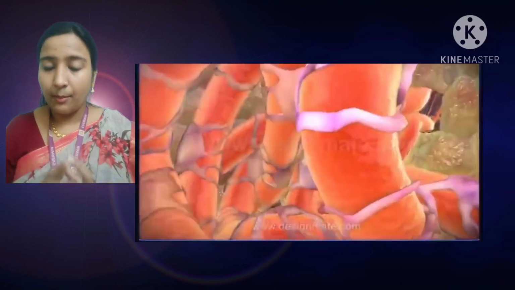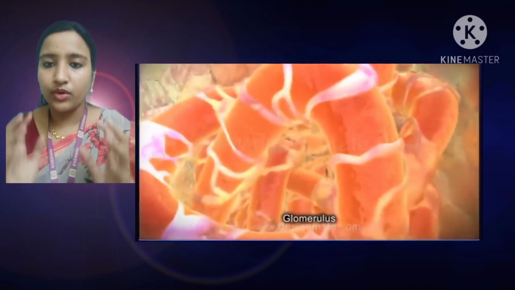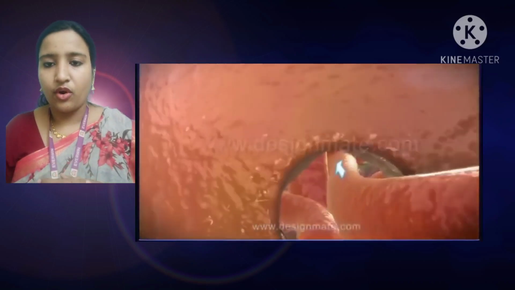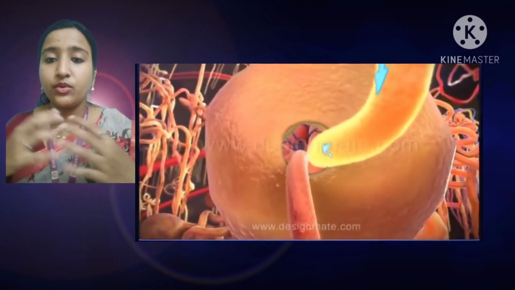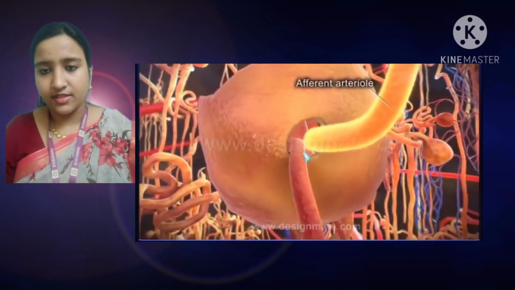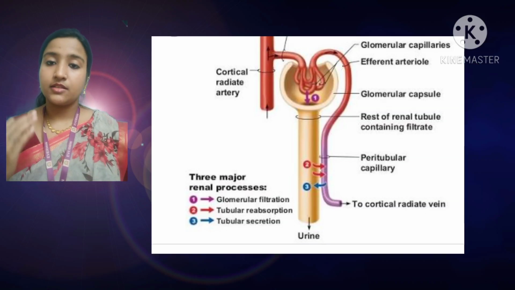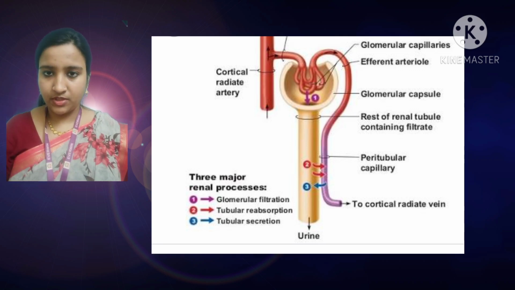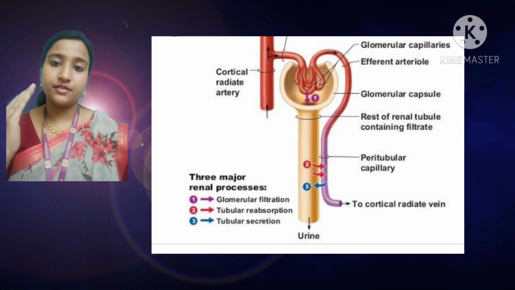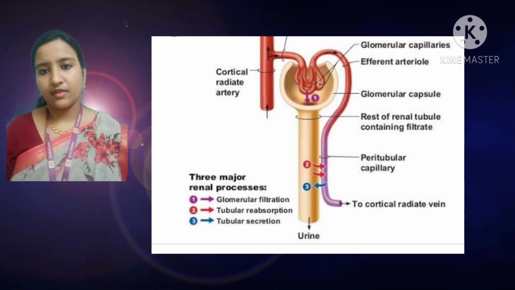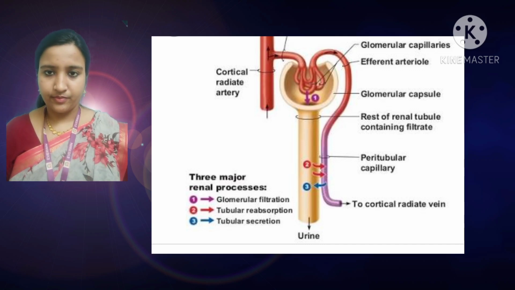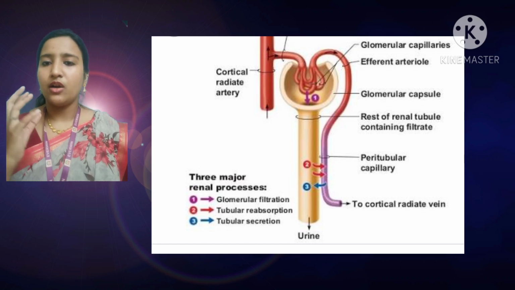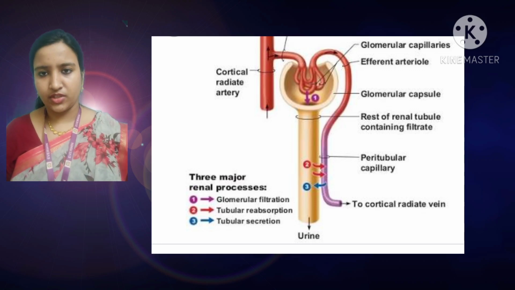Now we will learn about the mechanism of urine formation, how it is formed, and what processes are involved during the blood filtration process. It involves three steps, namely glomerular filtration, tubular reabsorption, and the third one, tubular secretion. Glomerular filtration takes place in the glomerulus, which is a cup-like structure.